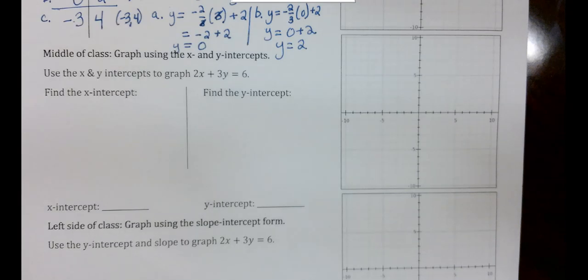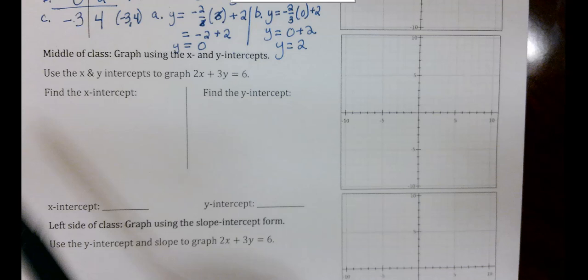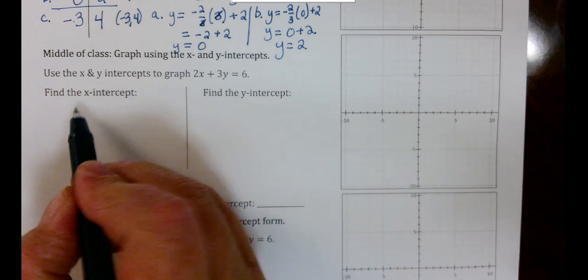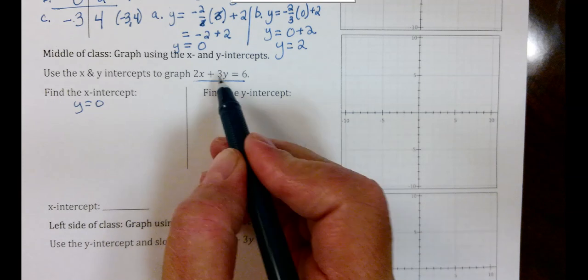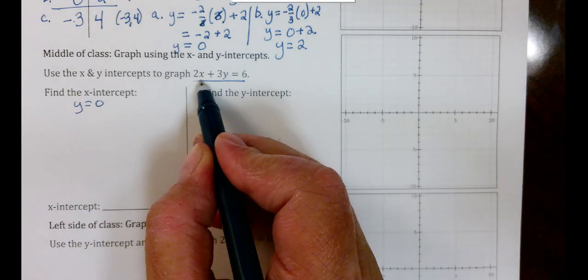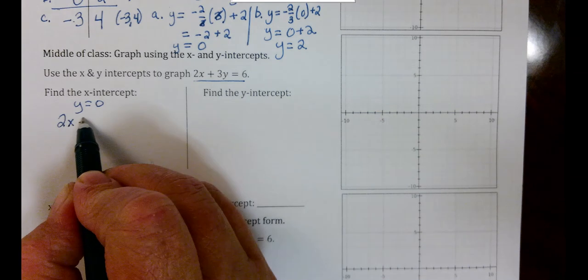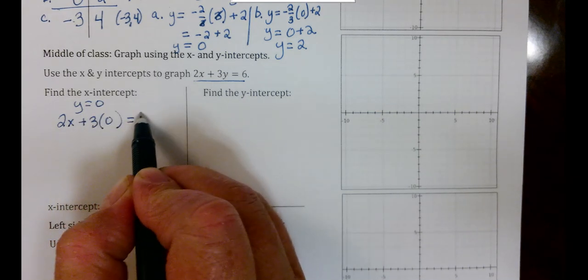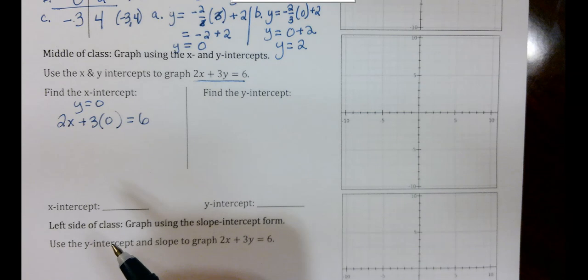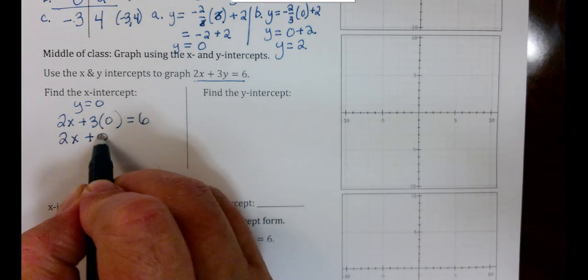Let's do that real quick on this next problem. So to find the X intercept, again, we're plugging in 0 for Y. So Y equals 0. Looking at this linear equation, let's use that. Our X value will just stay X. So this is 2X plus 3 times our Y value, 0, equals 6. Now we're solving for X. So this is 2X plus 0 equals 6.